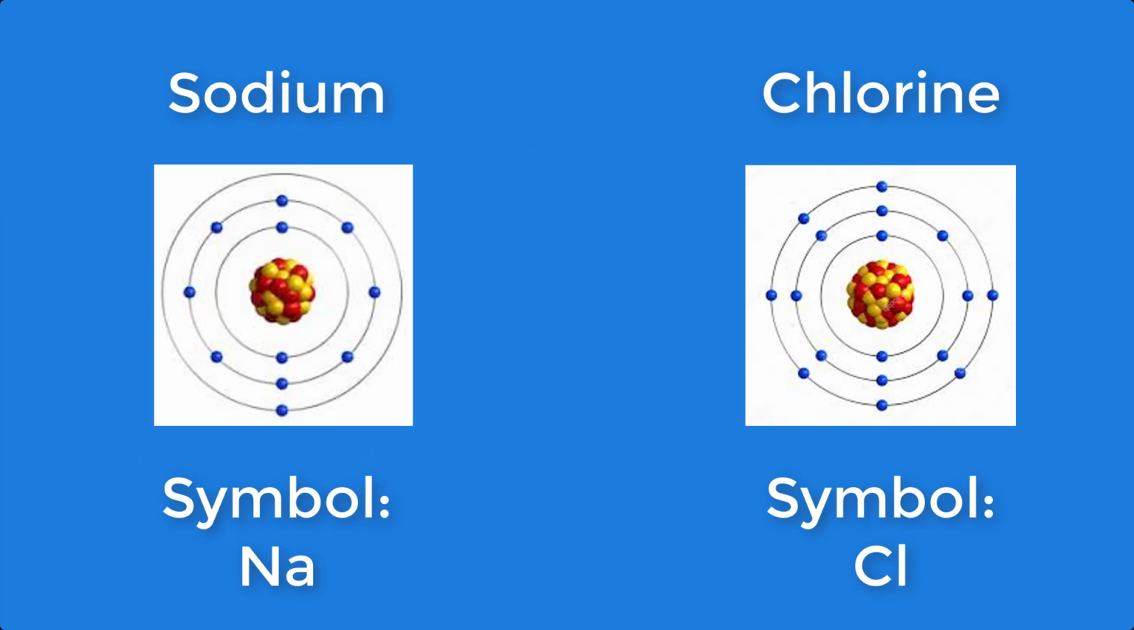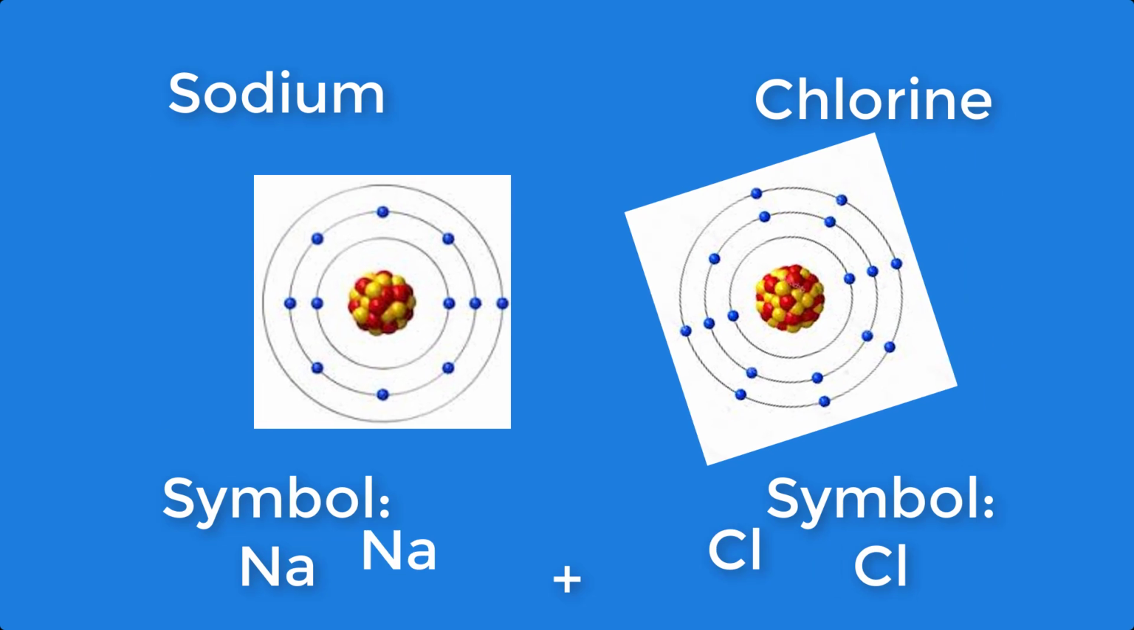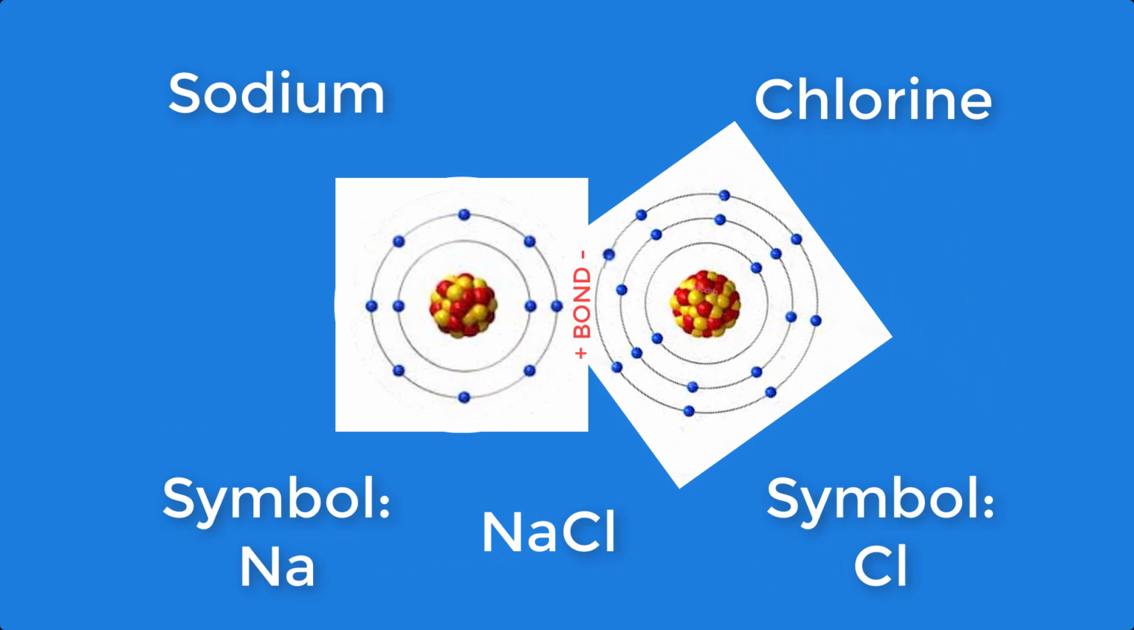For example, let's look at sodium and chlorine. Sodium has 1 valence electron, and chlorine has 7. So they bond so that each one has a full outer shell. Once they have reacted with each other, they're happy and won't try to react with us.